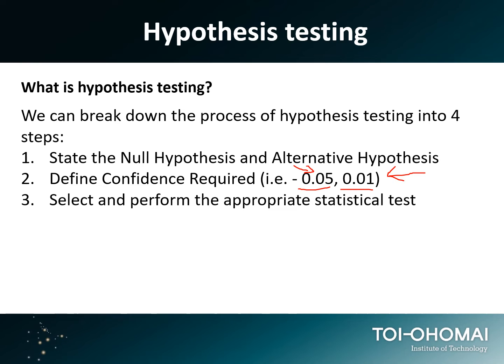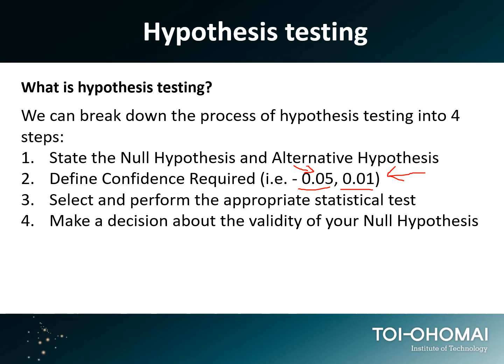Third, we're going to select and perform the appropriate statistical test. We've talked a bit about that, and we're going to keep talking about which test to use with which variables. And fourth, we're going to make a decision about the validity of the null hypothesis, whether the groups are the same.